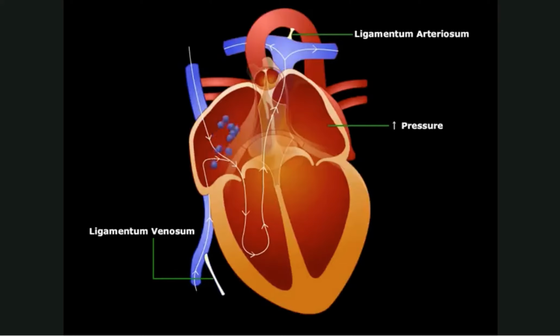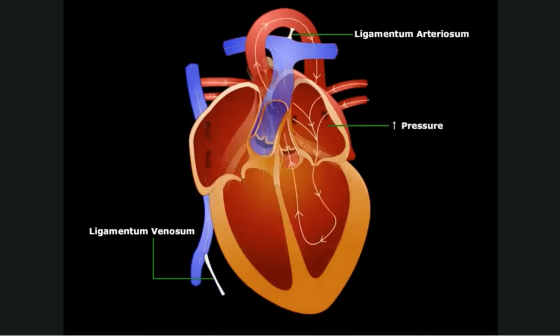On the right side of the heart, deoxygenated blood from the superior and inferior vena cavae enters the right atrium. Blood then flows through the tricuspid valve into the right ventricle. From the right ventricle, it is then pumped to the lungs through the pulmonary arteries. Within the lungs, the blood is oxygenated. This oxygenated blood returns to the heart through the pulmonary veins to reach the left atrium. From the left atrium, blood passes through the mitral valve to the left ventricle, where it is pumped out to the systemic circulation through the aorta.